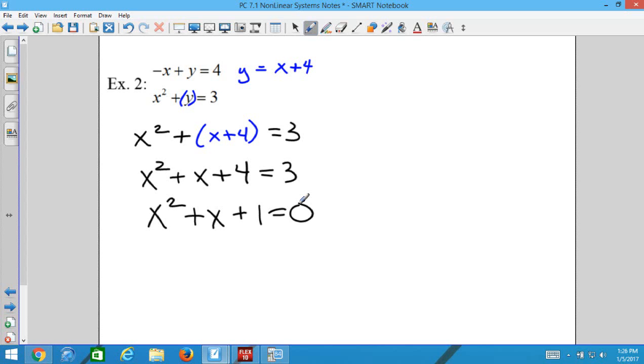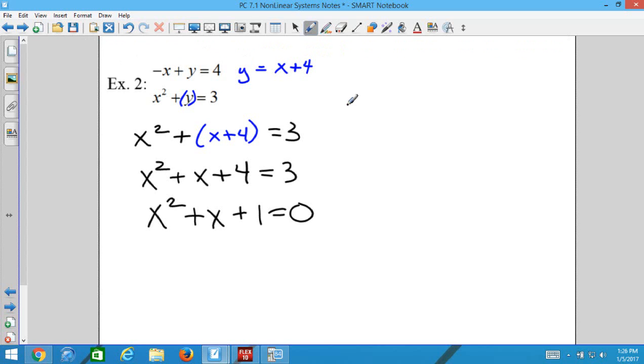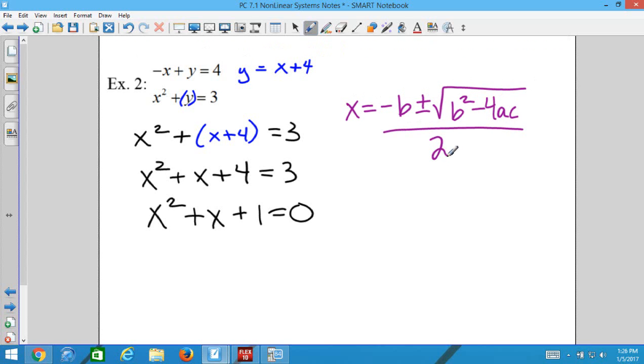Quadratic formula. Let's sing the song. You ready? Am I by myself? X equals opposite b plus or minus square root b squared minus 4ac all over 2a.